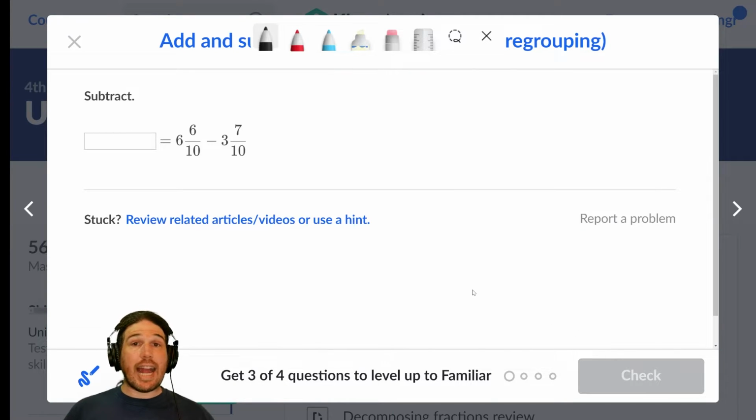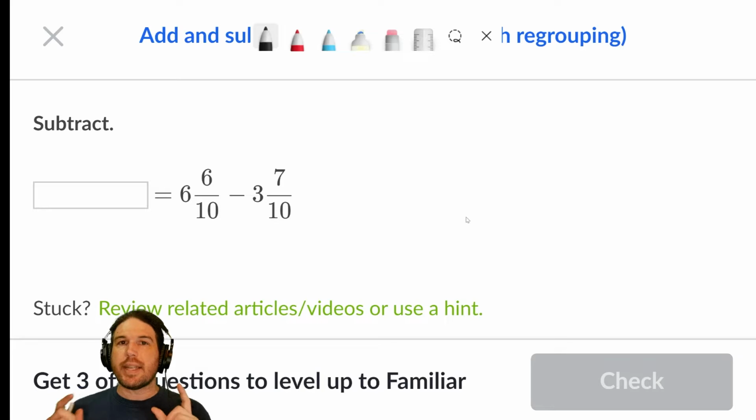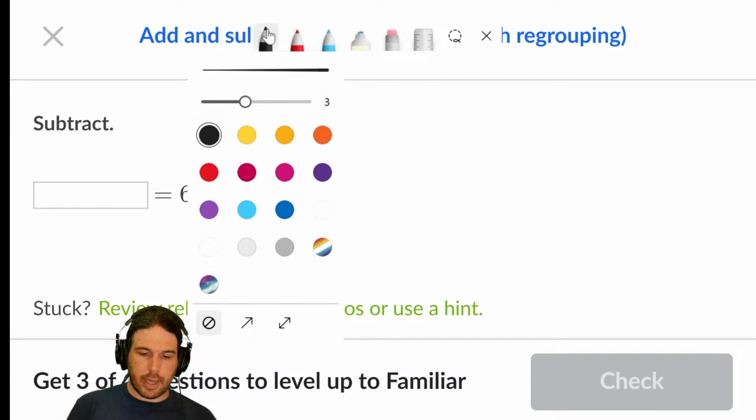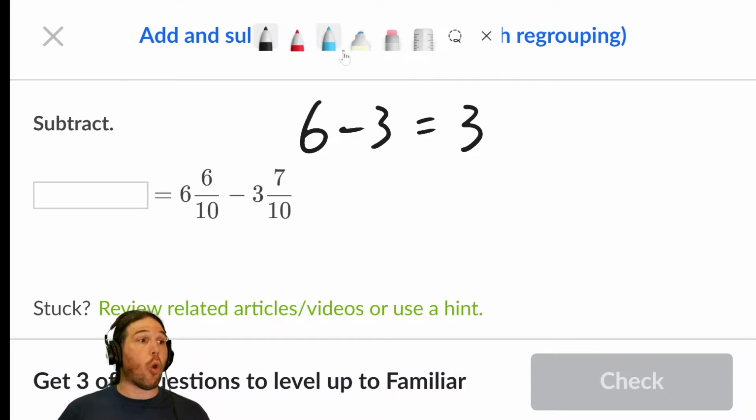So same exact problem here. However, things get a little bit more complicated. Okay, I'm going to zoom in on this one. Things get just a teensy-weensy bit more complicated here. Okay, we still get 6 minus 3 equals 3, right? We've got the two whole parts, and we've got 3. Fantastic, so far so good.